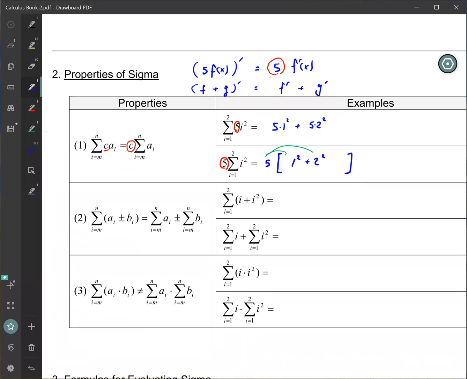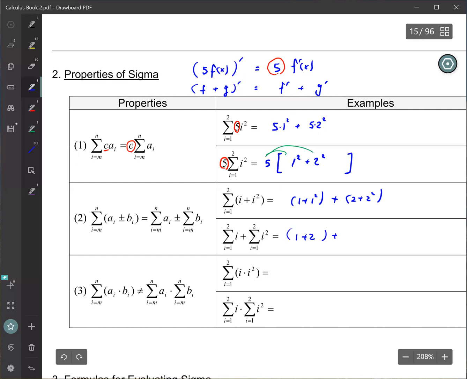Okay, let's check the expansion. Jeffy, what do you have for the first one? I have bracket 1 plus 1 squared plus bracket 2 plus 2 squared. Yep. Okay, Leon, how do you expand the second one? I'm not sure if I did it right, but I got 1 plus 2 and then 1 squared plus 2 squared. Yep.